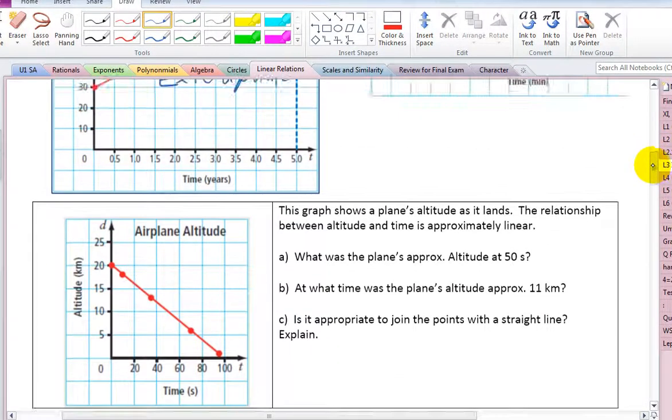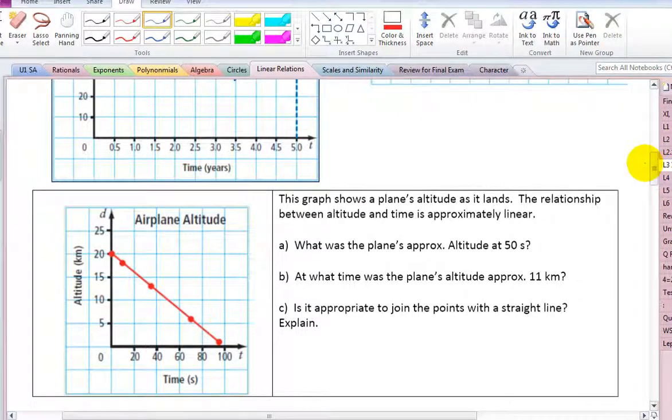Okay. All right, so here's a graph of a plane landing. The plane starts 20 kilometers in the air, and it's slowly descending to the ground. Now, what was the plane's approximate altitude at 50 seconds? So approximately here is 50 seconds. Use your ruler, draw a line straight up, and then use your ruler and draw a line straight over.